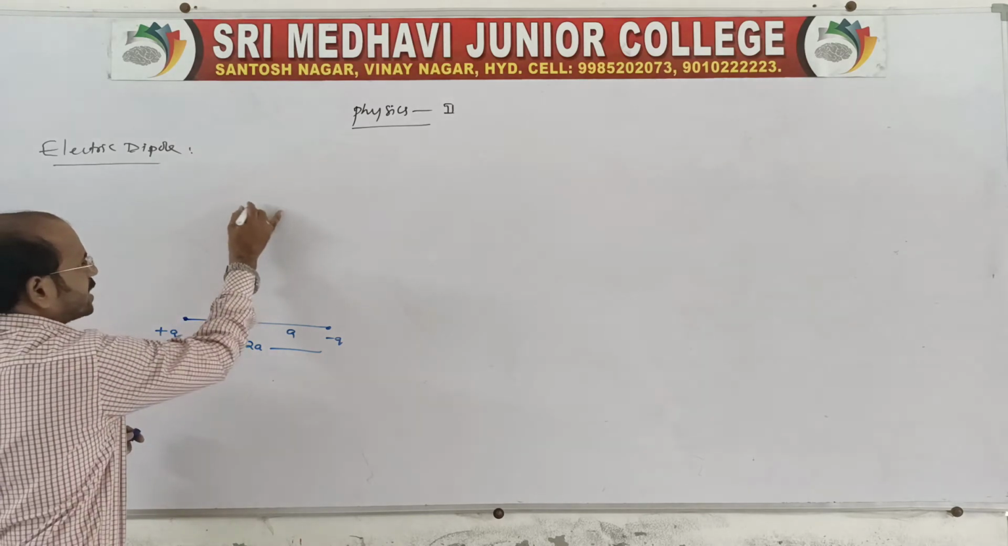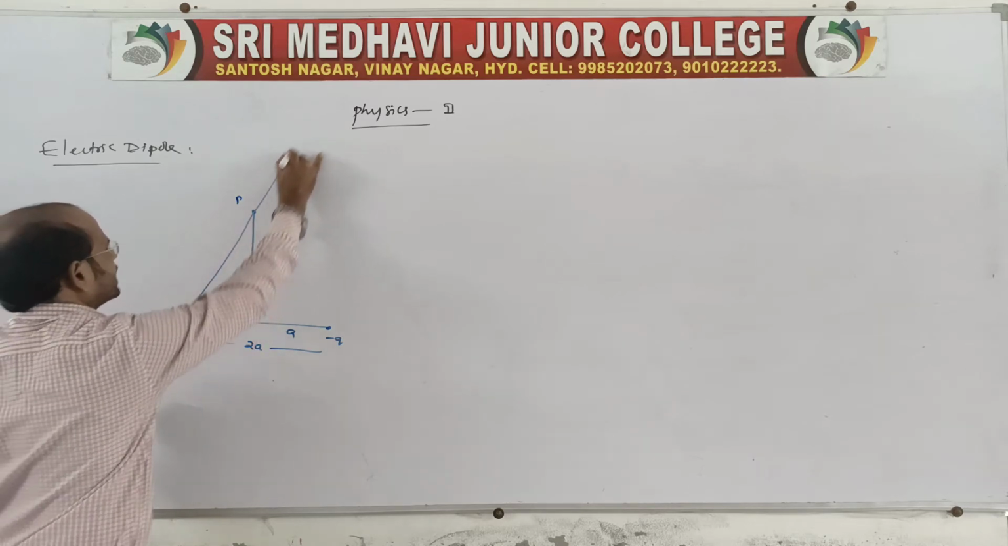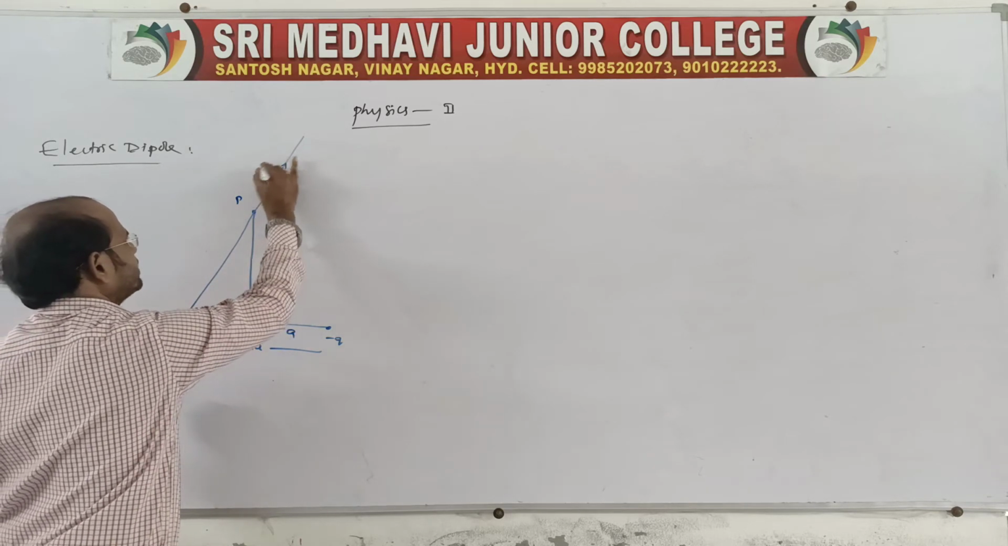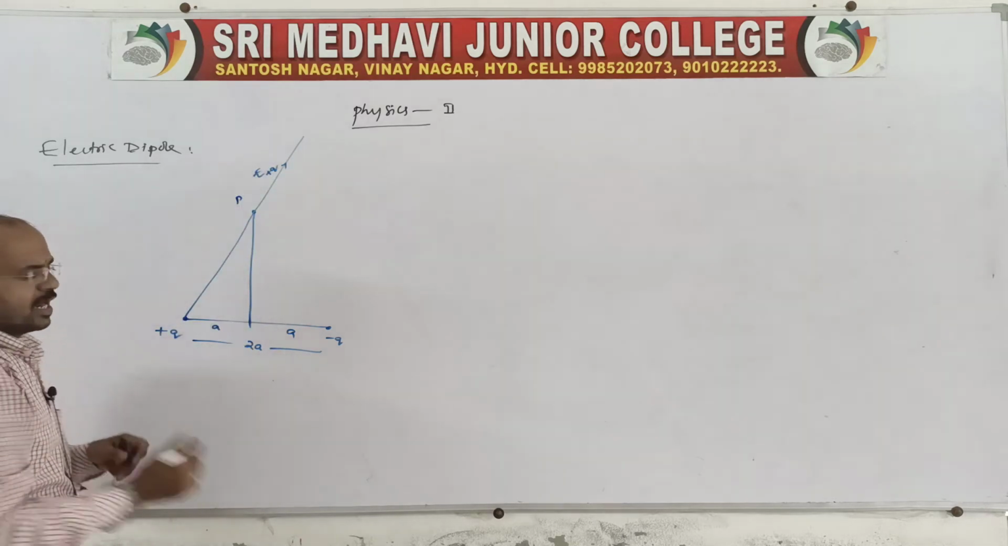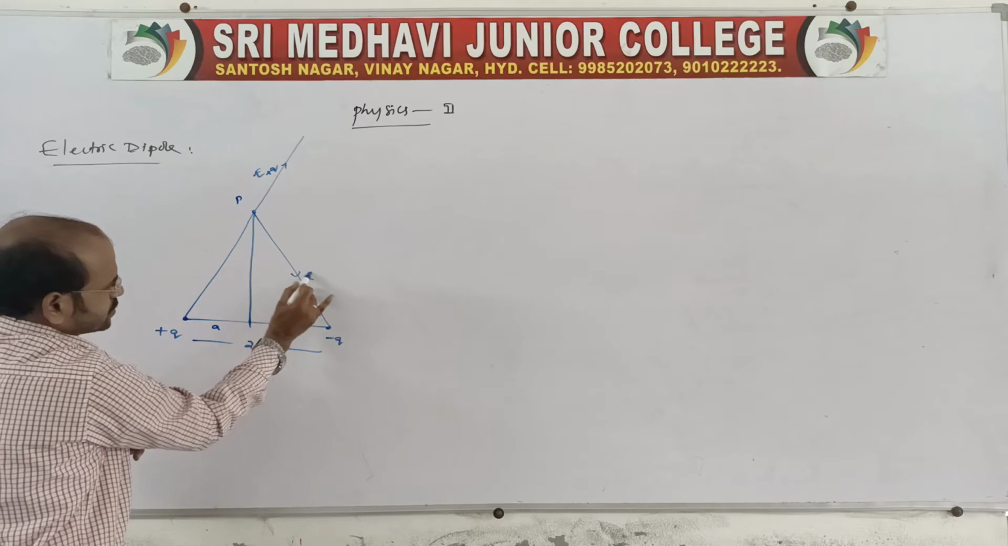So at a point P, we are asked to find the electric field intensity. Due to plus q, the intensity will act away from it, that is E plus q. Due to the negative charge, the field intensity from this point acts towards it, that is E minus q.